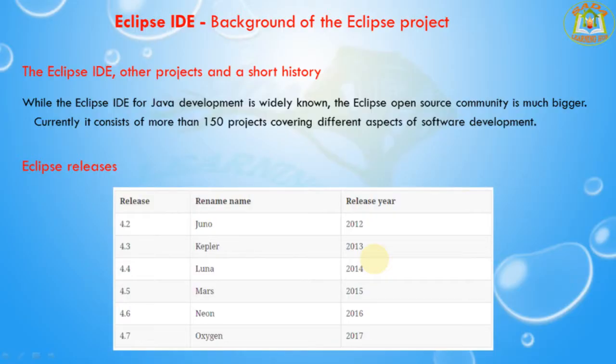Before 2012, Eclipse was released in version 3.x. For example, Eclipse 3.6, Eclipse 3.7. These releases and the corresponding APIs are referred to as Eclipse 3.x. If you see this table, these are the releases in the different release years and the names of the Eclipse IDEs.